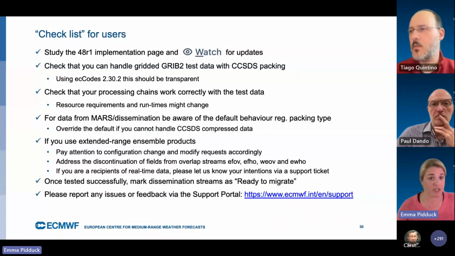Please check that your processing chains work correctly with the test data. You may need to change things for the EFOV step that we've removed, or perhaps you need to adapt your resources, and note that the runtimes may change. For data from MARS and dissemination, please be aware that the default behavior for GRIB2 gridded fields is now CC/SDS, and you will need to override this if your workflows can't handle this compression.